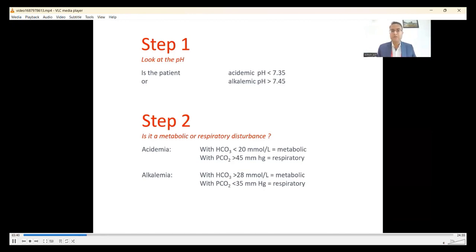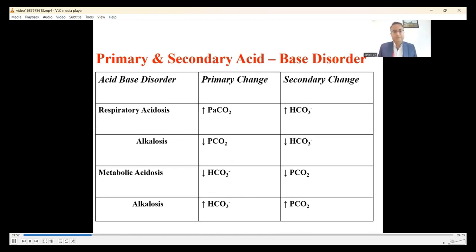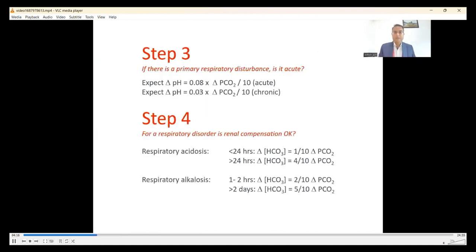The second step is to determine whether the problem is respiratory or metabolic, for which we need to see two parameters: the bicarb level for metabolic derangements and the carbon dioxide or PCO2 level for respiratory problems. For respiratory problems, if the primary change is in carbon dioxide, and it is high, it is respiratory acidosis; if it is low, it is respiratory alkalosis. Similarly, if bicarbonate levels are low, it is metabolic acidosis, and if bicarbonate levels are high, it is metabolic alkalosis.